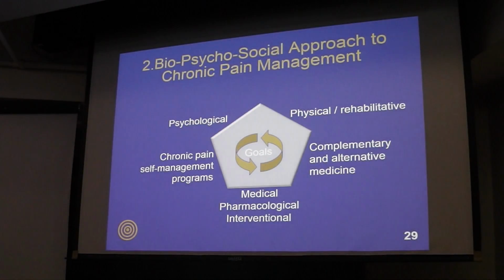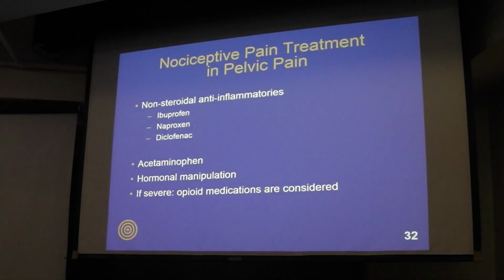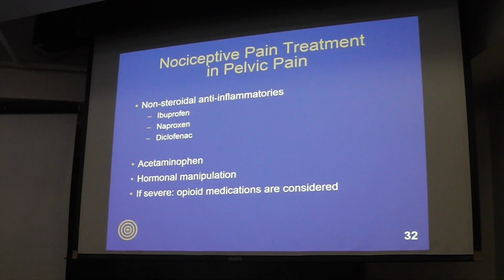So again, this needs multiple different people involved. My role is more the medications, but complementary alternative therapies, physical like Bree, psychological like our next speaker, and then chronic pain self-management programs can all be very beneficial. So this one has been discussed already, the nociceptive type of treatment that has been already really skillfully provided. I'm totally impressed with gynecologists that know this much about medication. Totally impressed. So this is where the anti-inflammatories, acetaminophen, hormonal adjustments, and if severe, then we might consider opioids. But opioids opens a whole other can of worms and can have as many negative effects as good effects.